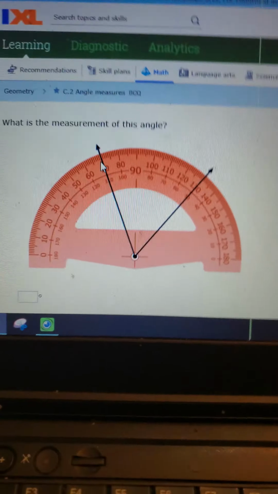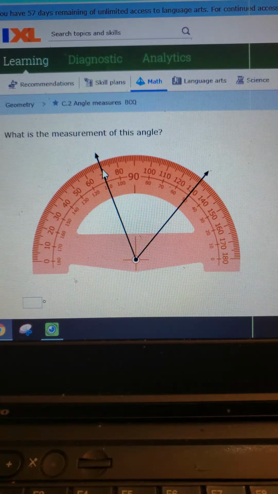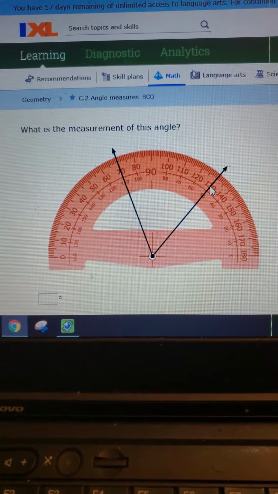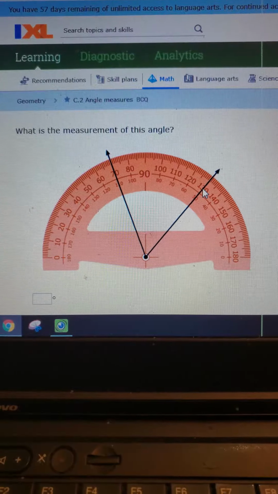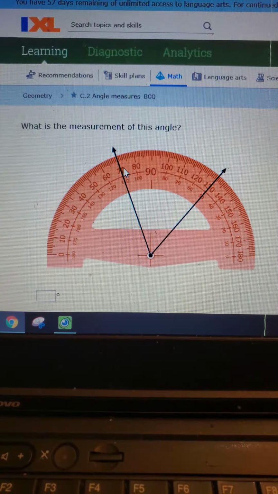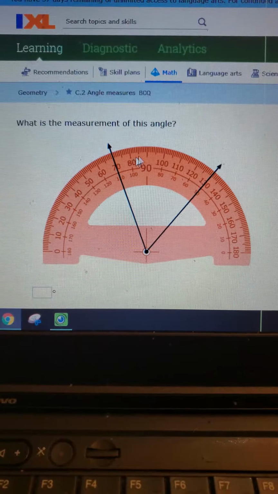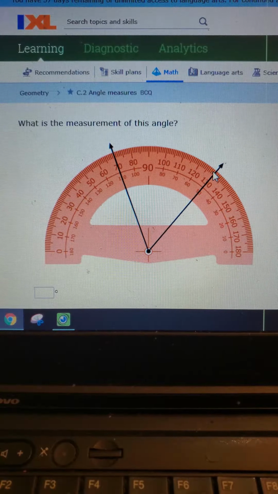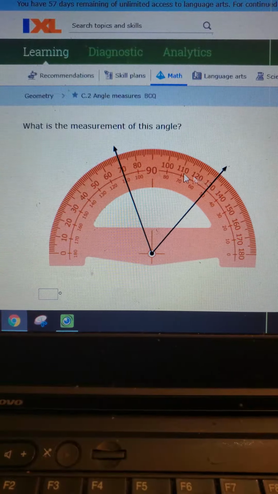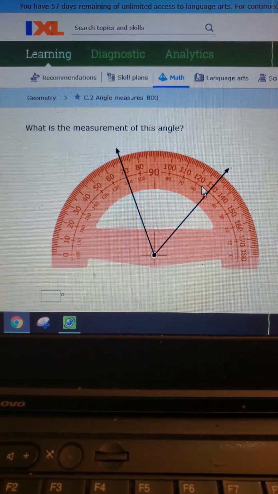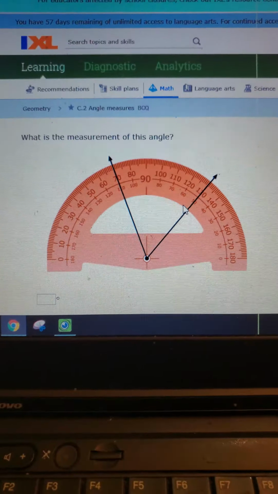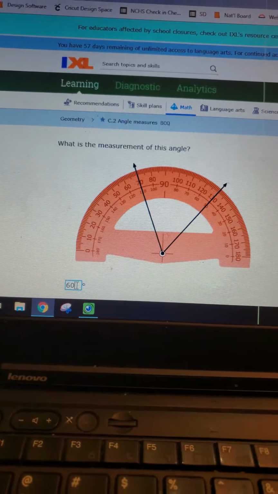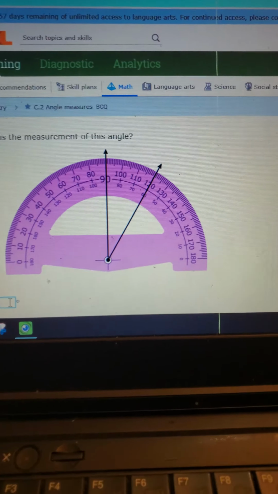So what's happening is this ray here starts at 70, and this ray is at 130. So we could subtract those two, 130 minus 70. But if you don't want to get out a calculator and you want to count, you could just count by 10s. 10, 20, 30, 40, 50, 60. So the number of degrees in between is 60 degrees. Go back down here. So let's look at that again.